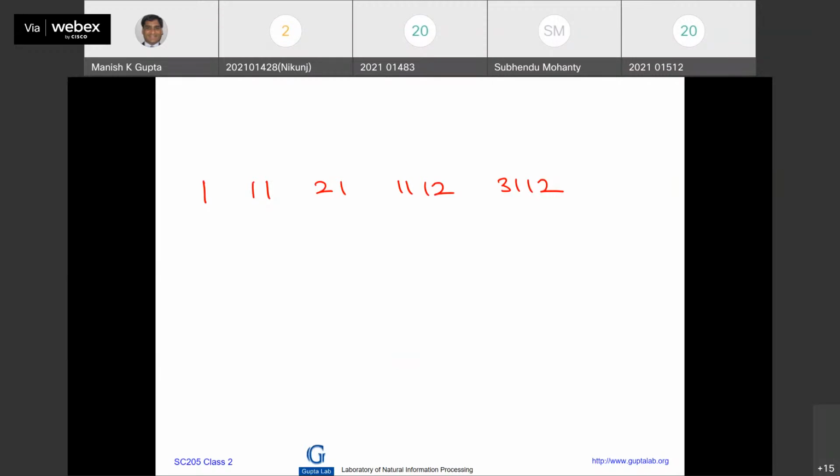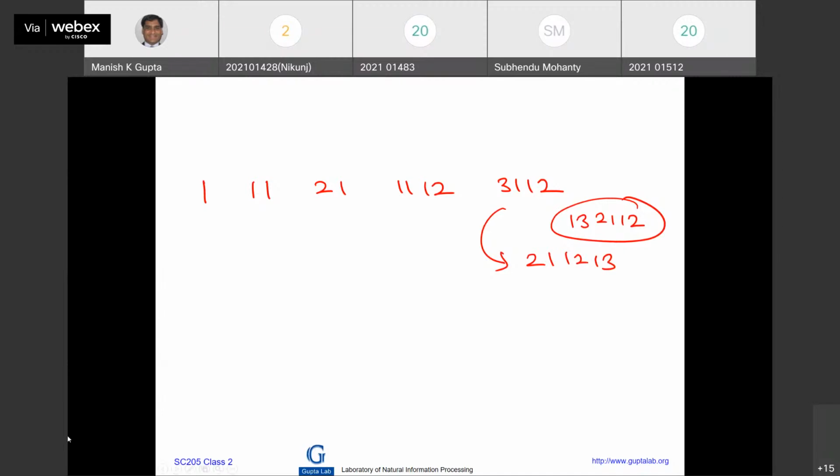Tell. 1 3 2 1 1 2. Actually, this is not correct. Your logic is okay, but it's still not correct. You see, you are using maybe predicate logic or what, I don't know. So it is 2 1 2 1 1 2 1 3.